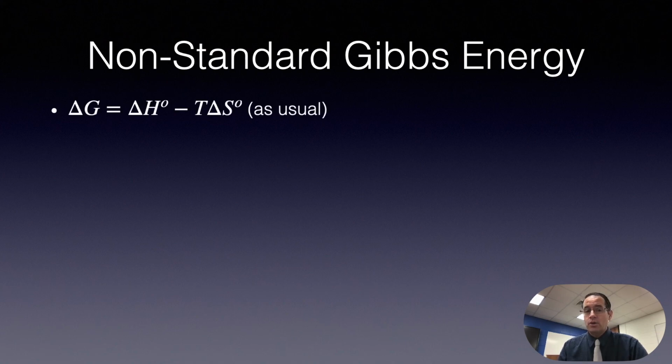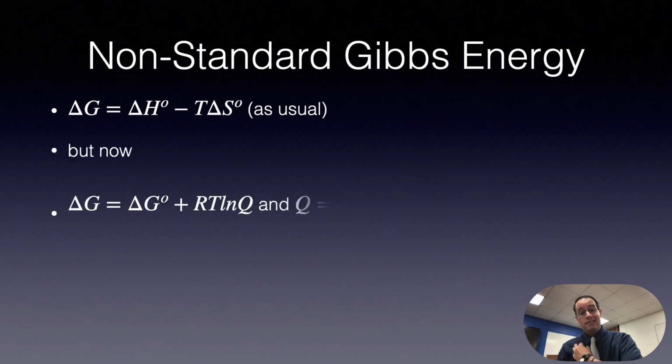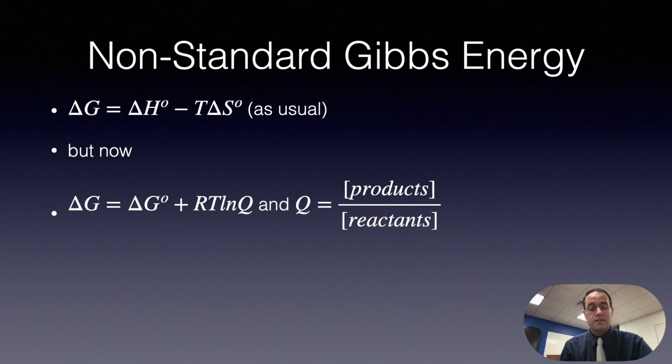All right, so we know, as usual, delta G is equal to all of that. But now we throw in a twist, all right? And here's the twist, and you want to write this equation down. Delta G, notice how there's no circle there, okay, as usual, is equal to delta G with a little circle there, so it's equal to the standard Gibbs free energy change plus this new term, RT ln Q, okay?